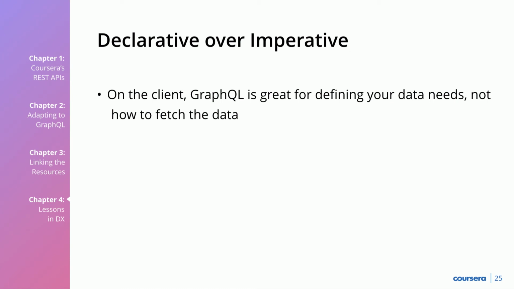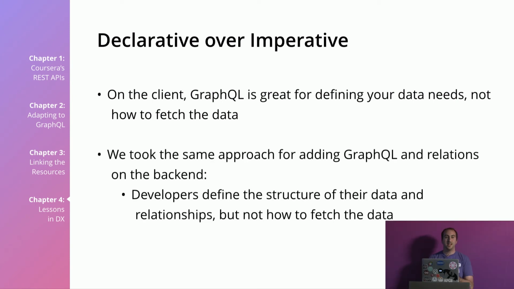When we're defining these relationships, we didn't want to have backend developers write how to go from the course API, go fetch the instructors, and how to link everything together. We just wanted them to say, we have a course, we have related instructors, it's related on this field, go work your magic.